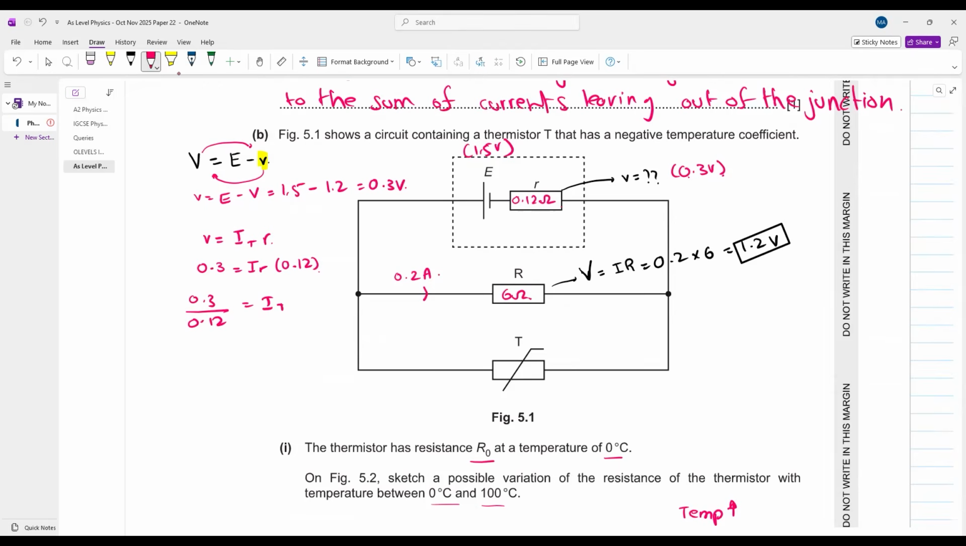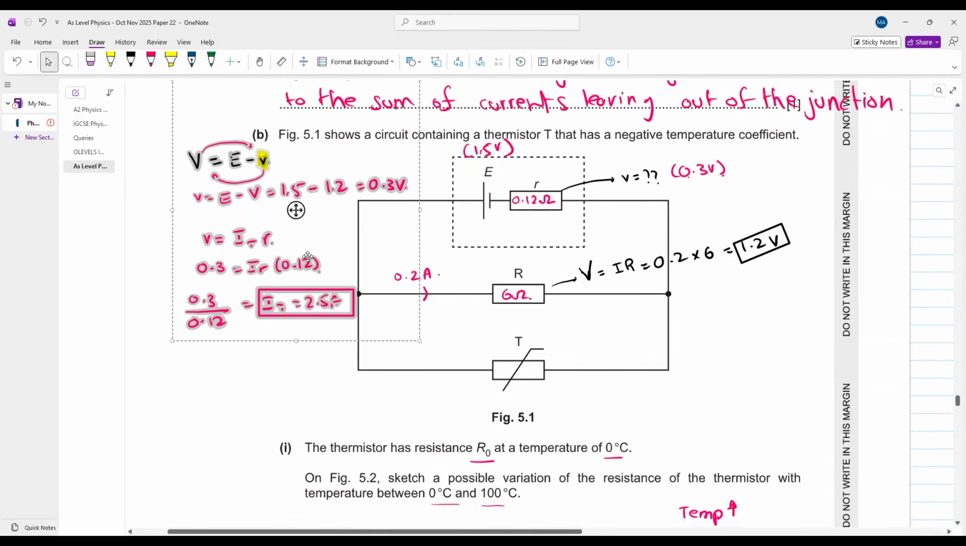Can you somehow calculate this answer? This comes out to be 2.5 ampere. The total current in the cell comes out to be 2.5 ampere. Easy peasy. You can take this entire working and keep it in the first part.